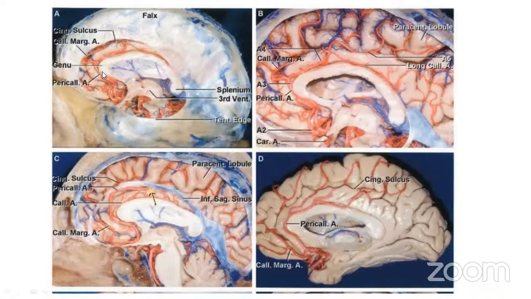So here you can see the medial dissection. Here is the genu, and in front of it the pericallosal artery is arising. Here on the medial dissection you can see the pericallosal artery arising from the ACOM, but here you can visualize the callosomarginal artery arising immediately from the anterior cerebral artery after the A2 and running into its designated sulcus. It is further clarified in this diagram, where you can see the callosomarginal artery arising immediately from the anterior cerebral artery.